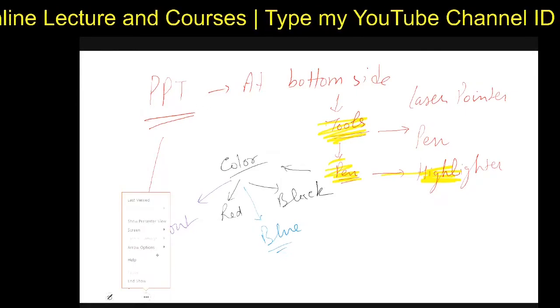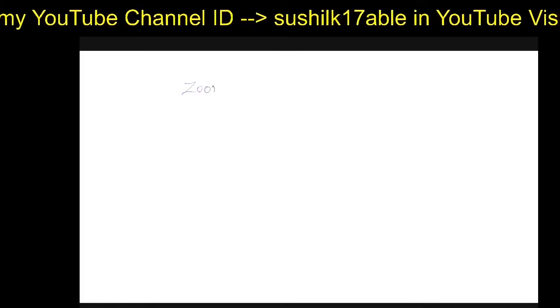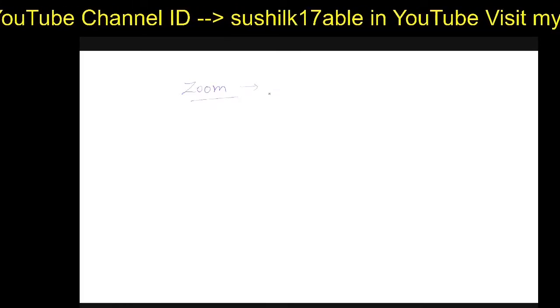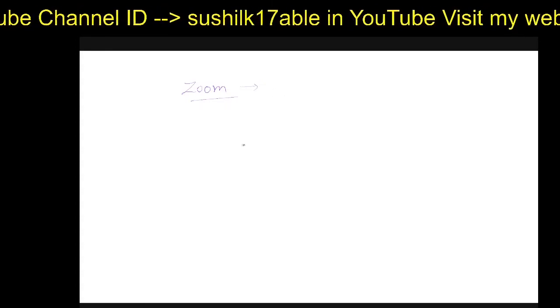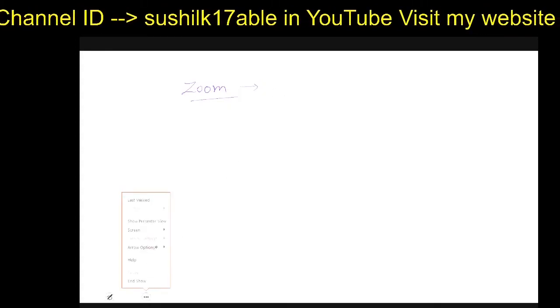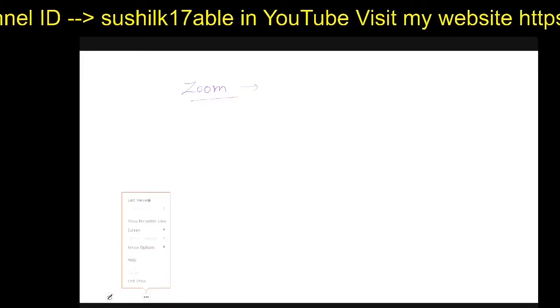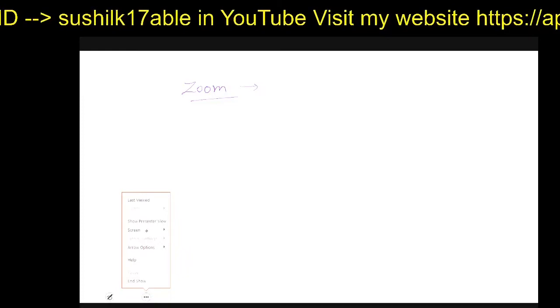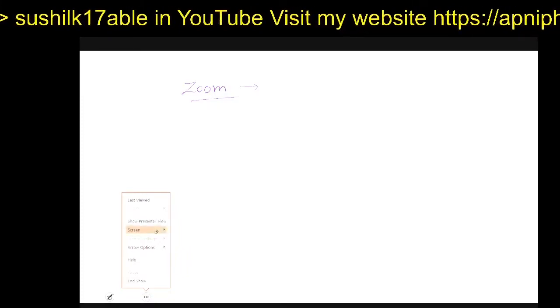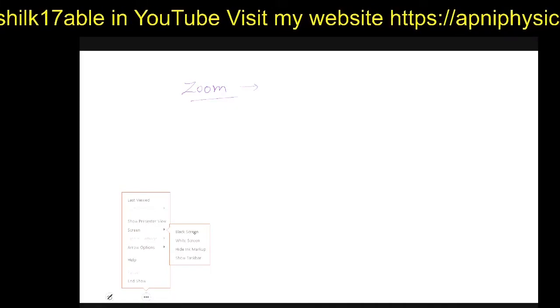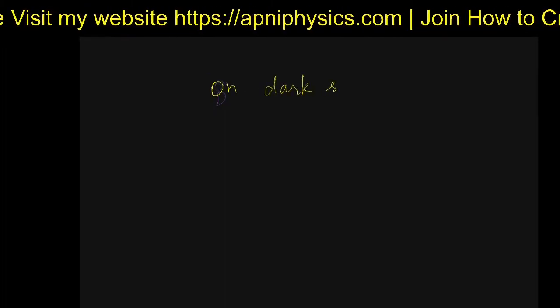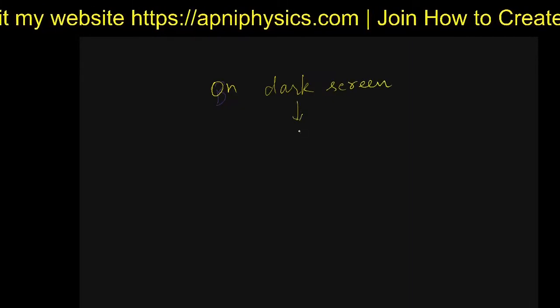And now the most important part. You have seen the zooming part. If you go to the arrow option or other options, like last viewed, presenter view, or screen. Suppose you want a black screen, just click this one and start to write. Because I had selected a dark pen, I will use this light color pen. On a dark screen, you have to use a light color pen.